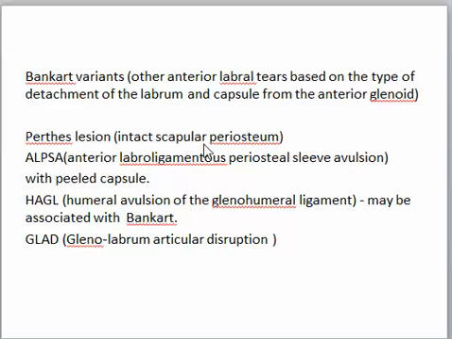The periosteum is intact. Here there is periosteal sleeve avulsion. Here there is avulsion of the ligament itself from the humerus, and this is HAGL. And gleno-labral articular disruption means involving only the cartilage, and this is called the GLAD.